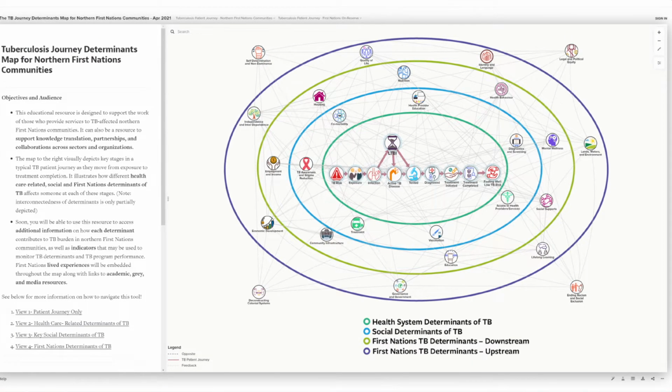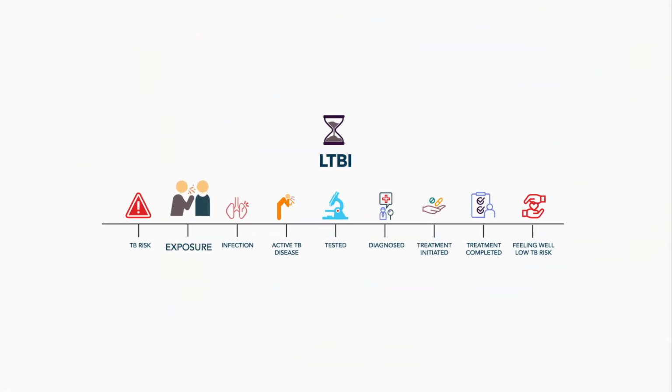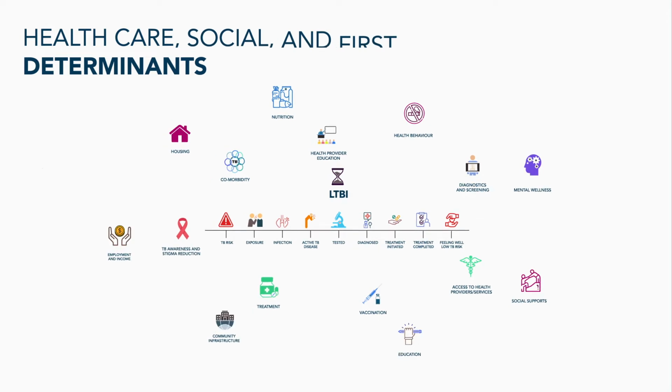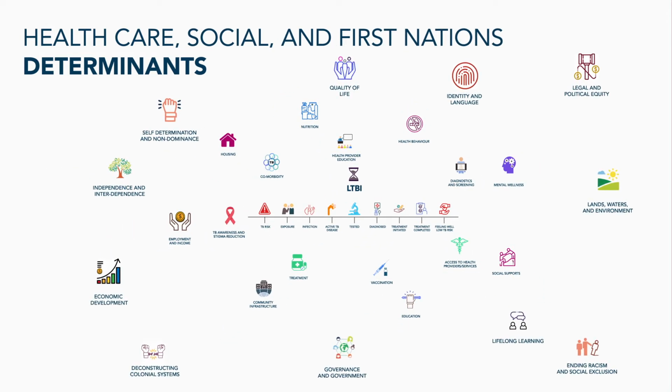The map visually depicts key stages in a typical TB patient journey as they move from exposure to treatment completion and the different healthcare-related, social, and First Nations determinants of health.